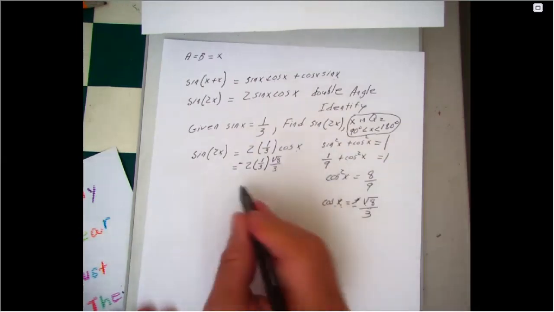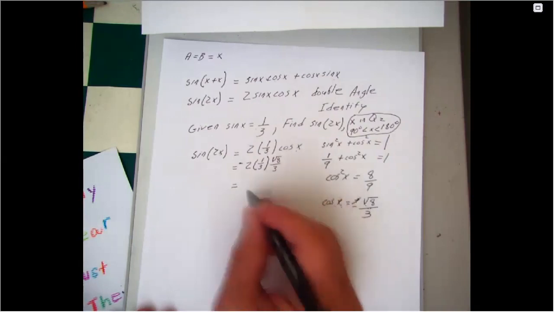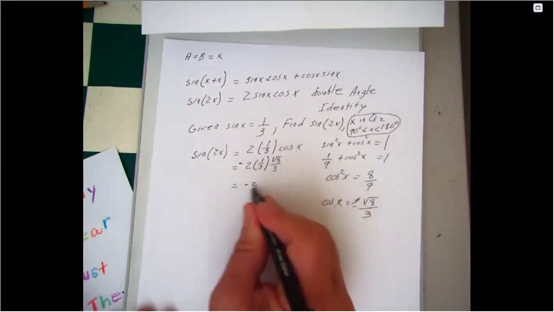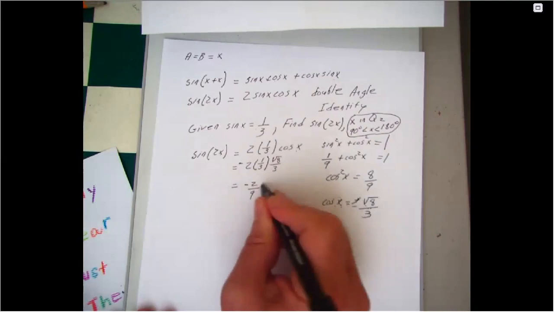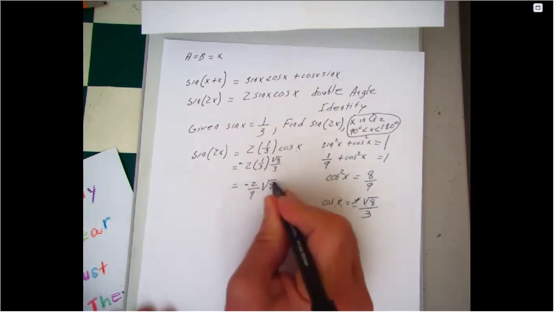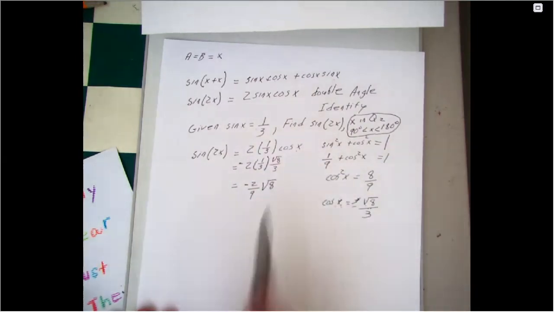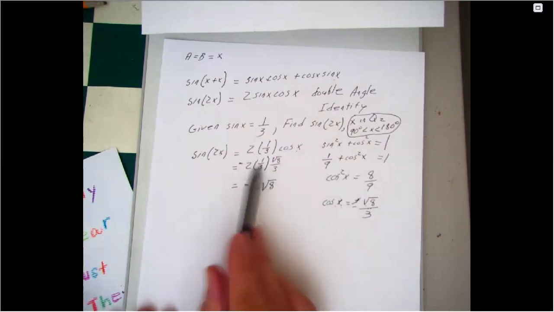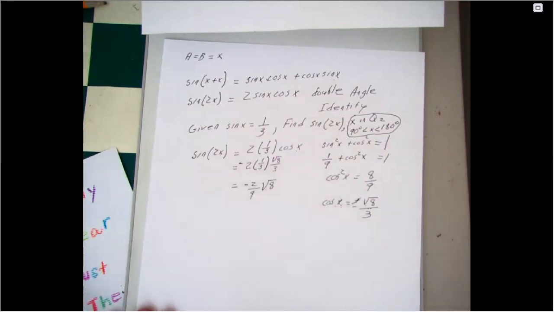Okay, now we can clean it up just ever so slightly. I'm not too worried about this kind of stuff. But would this be minus 2 over 9 times the square root of 8? Right, you got the 2 3's down here. 3 times 3 is 9. The minus hangs in. There's your exact answer, ladies and gentlemen. Okay. So there we go on that.